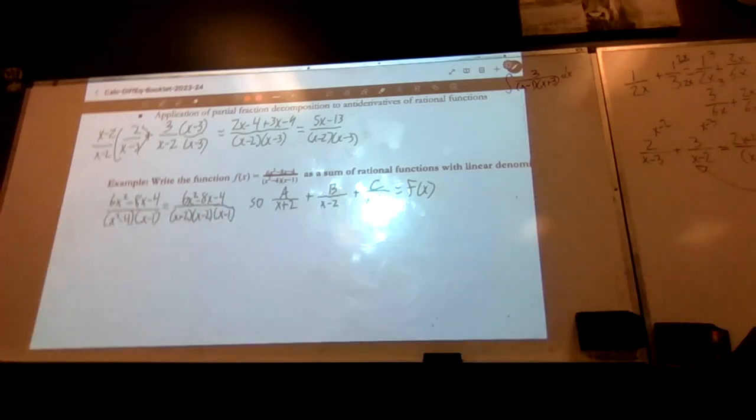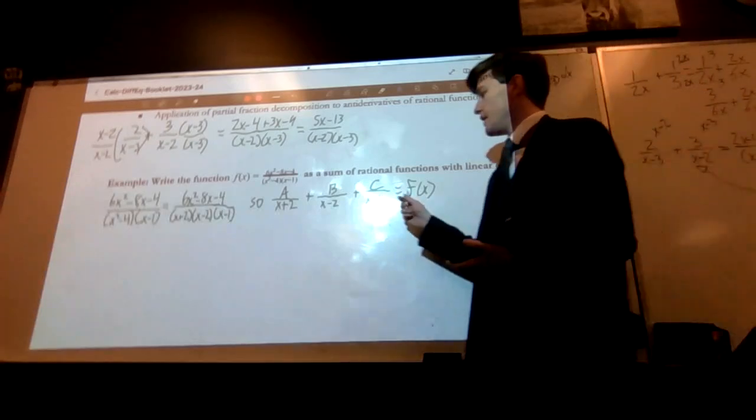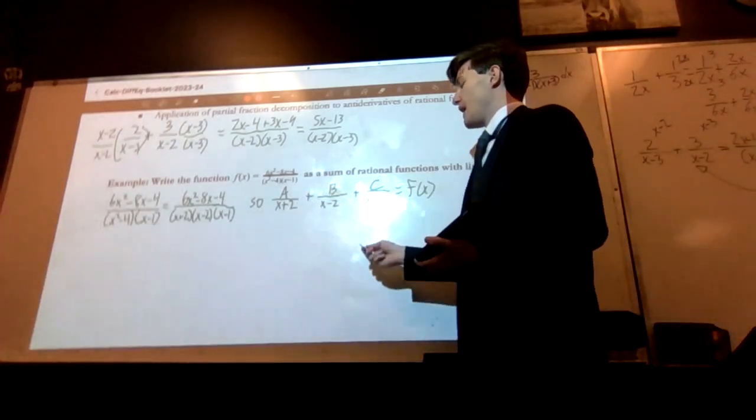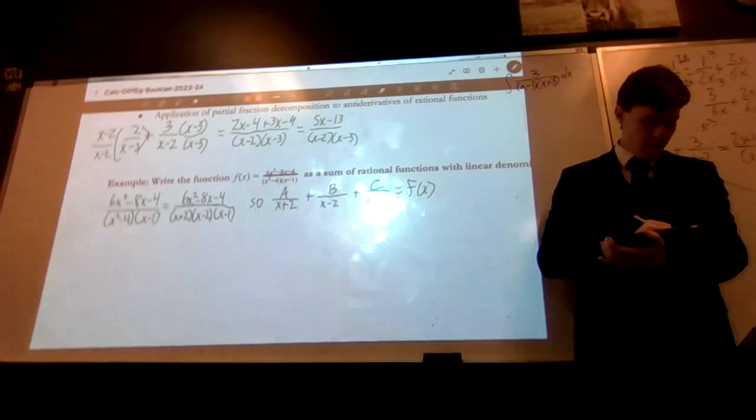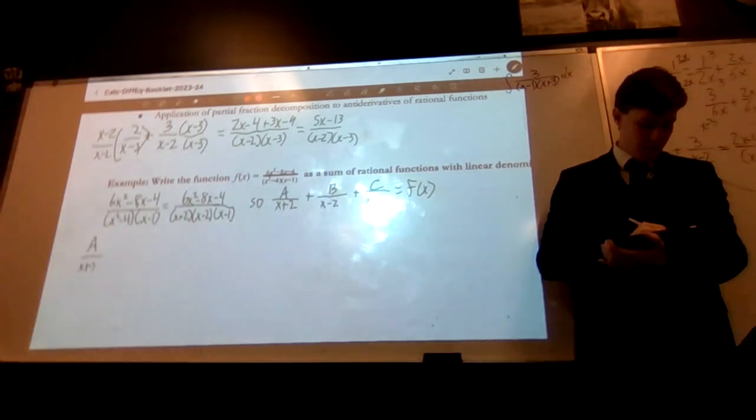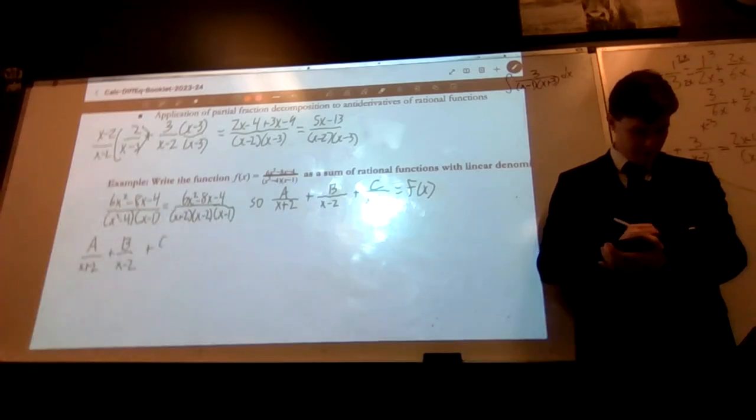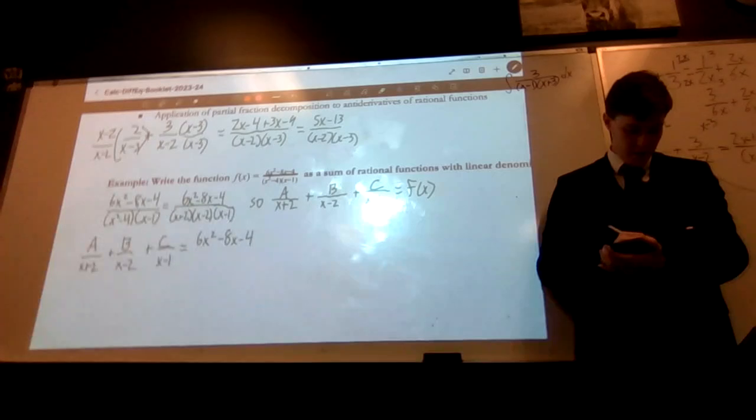So I can separate this into fractions with an A on the top, B on the top, and C on the top. Now what I want to do is state that A over x plus 2 plus B over x minus 2 plus C over x minus 1 is going to be equal to 6x squared minus 8x minus 4 divided by x plus 2 times x minus 2 times x minus 1.